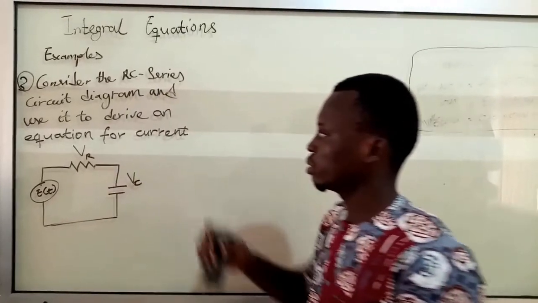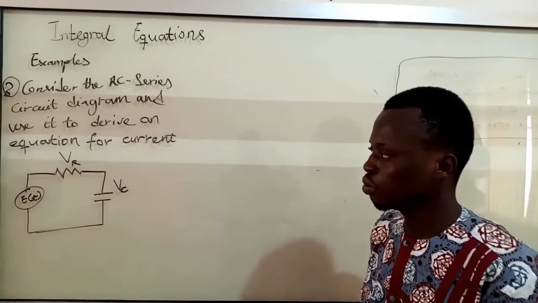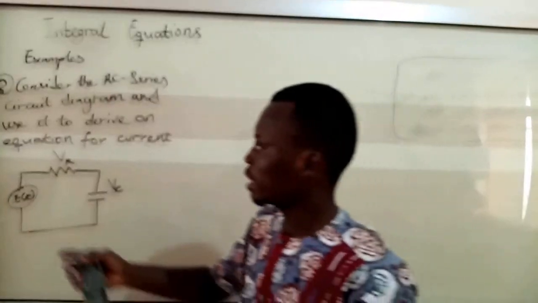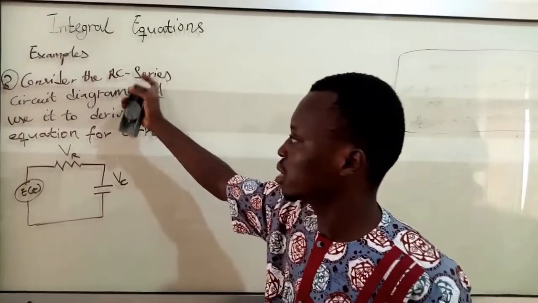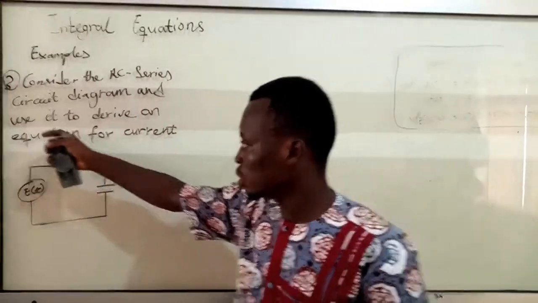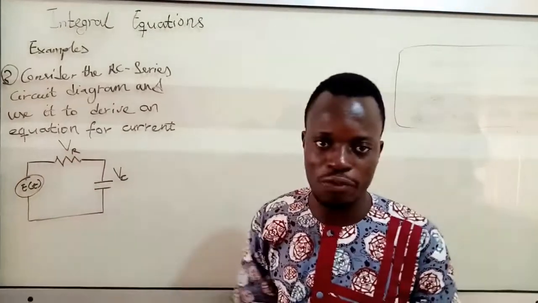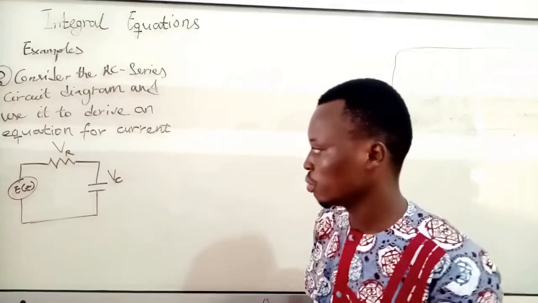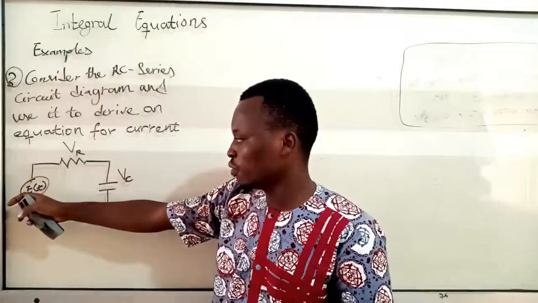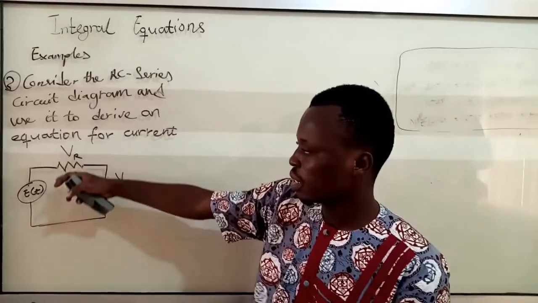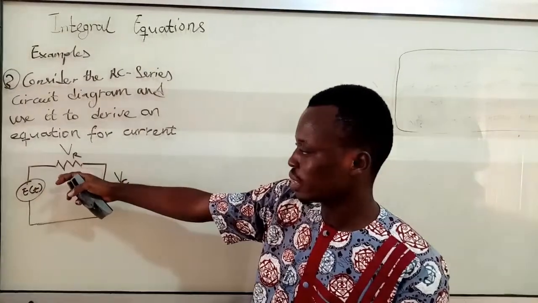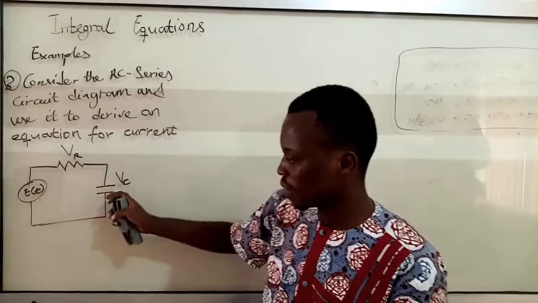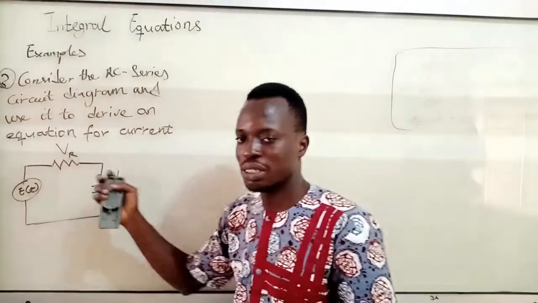So this is our question. This application question we are going to look at. The question is saying that consider the RC series circuit diagram and use it to derive an equation for current. Now we have our E of t here. This is the EMF, the VR, which is the voltage across the resistor, and the voltage across the capacitor, which is named as the VC.